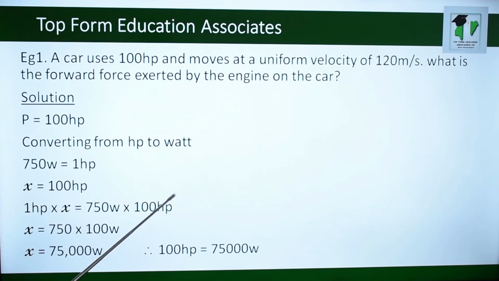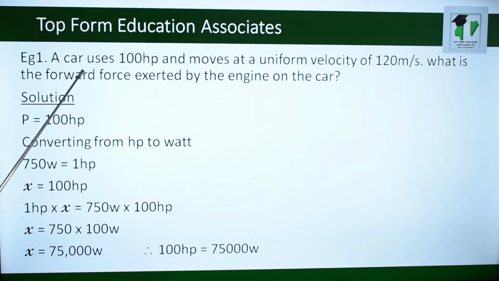So horsepower will cancel out horsepower here. Remaining 1 times x is x. So we now have 750 times 100 remaining, and this will give you in watts. Therefore, x now gives you 75,000 watts. So from here we have it that 100 horsepower is equal to 75,000 watts.